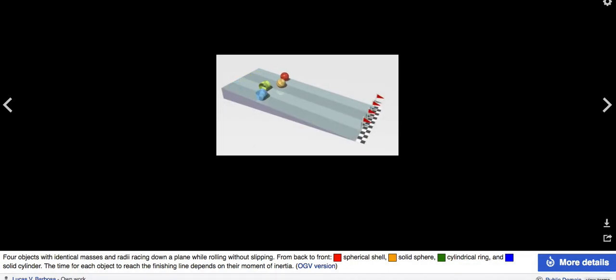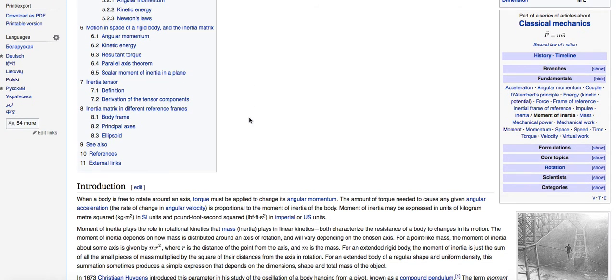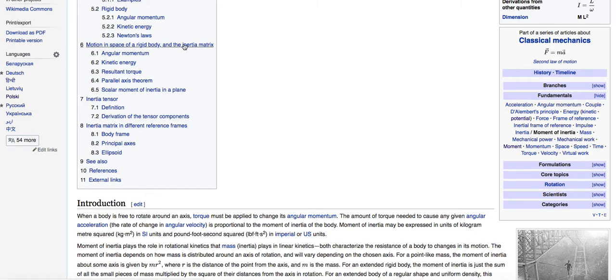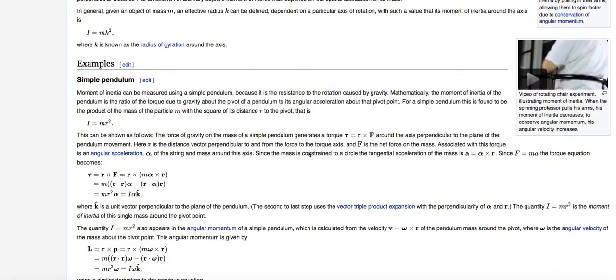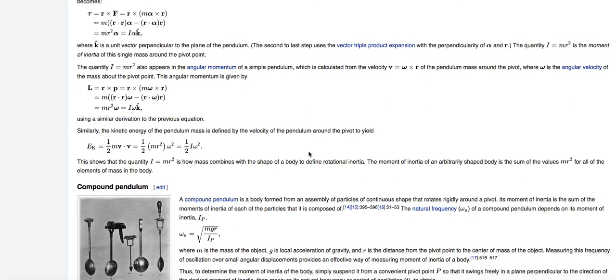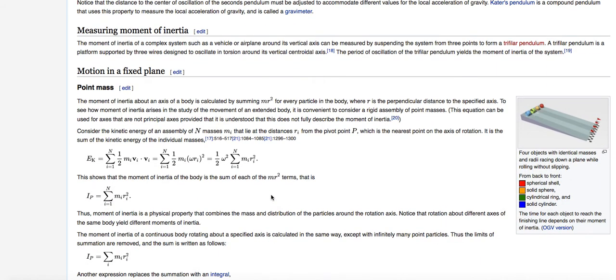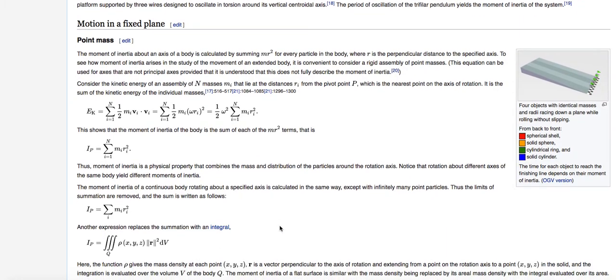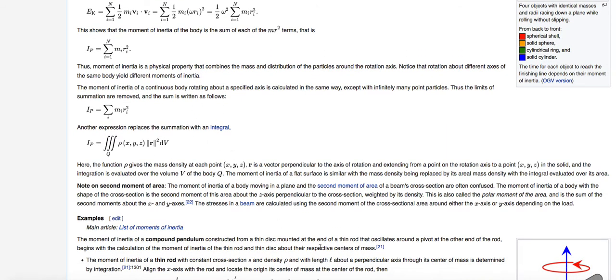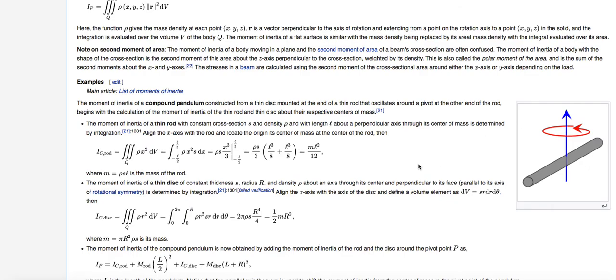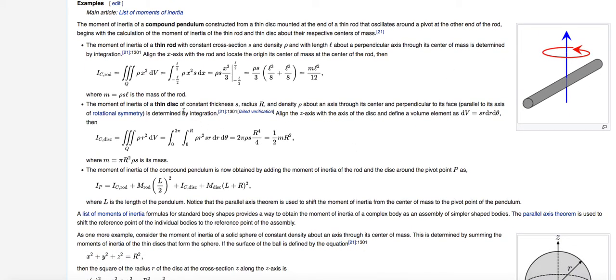Okay, wait. Here, moment of inertia of a disk. Where is this? Definition, examples, a moment of inertia of a pendulum, compound pendulum. I'm looking for this. It's half of mr squared probably. This is for a point mass. Examples. This is for a rod, of a thin disk of constant thickness and radius r. Okay, so this is half of mr squared.